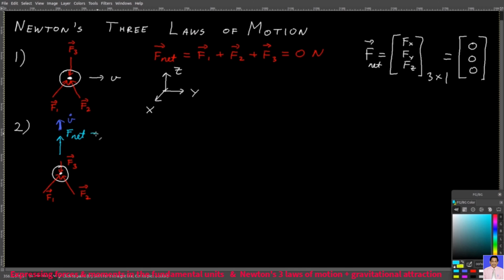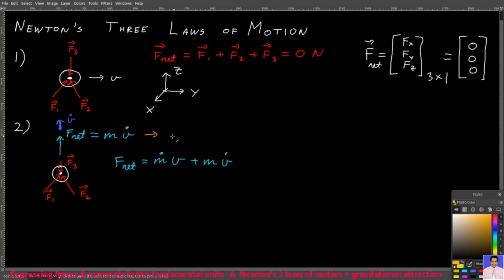And in that case, F net equals the mass of the particle times the acceleration of the particle. But of course, if the mass of the particle is not constant, then F net equals the change of mass of the particle with respect to time times the velocity of the particle plus the mass of the particle times the acceleration of the particle.